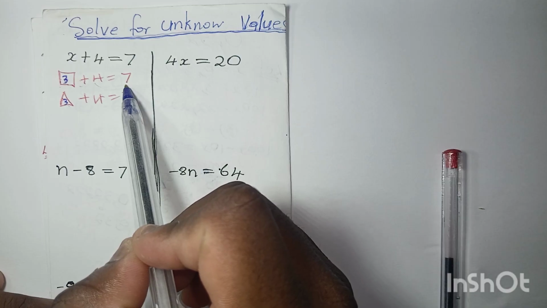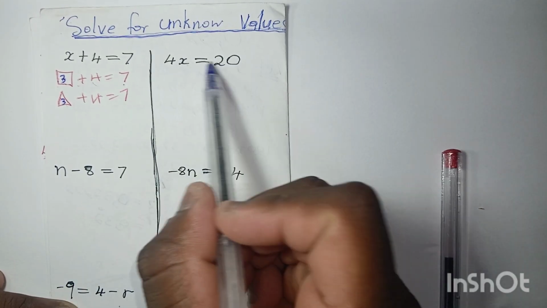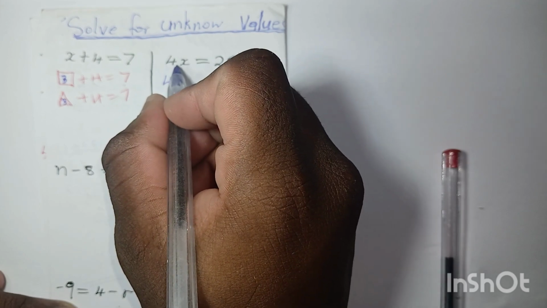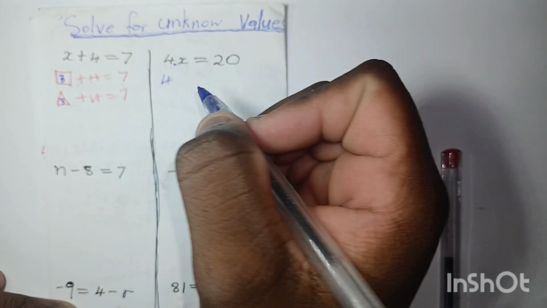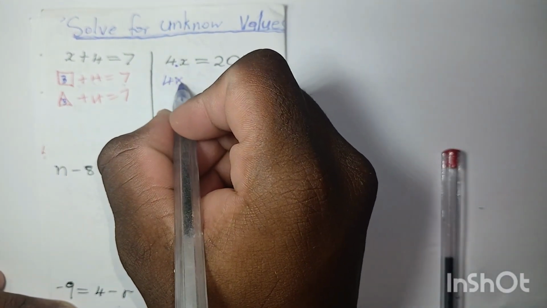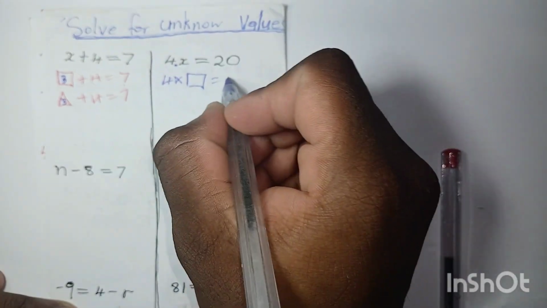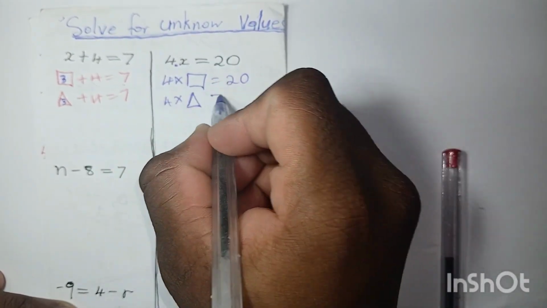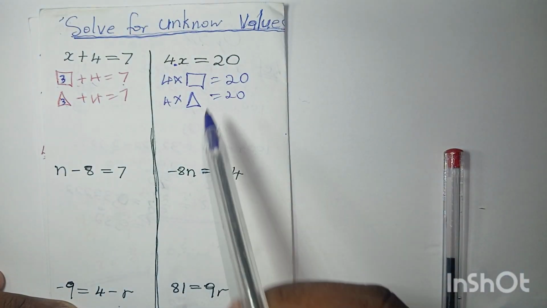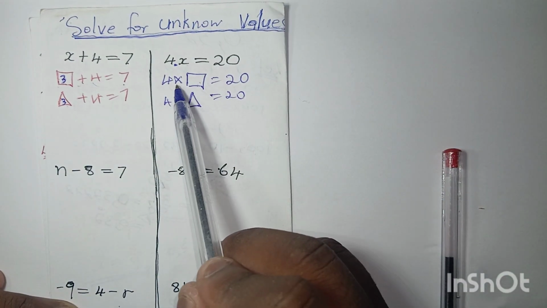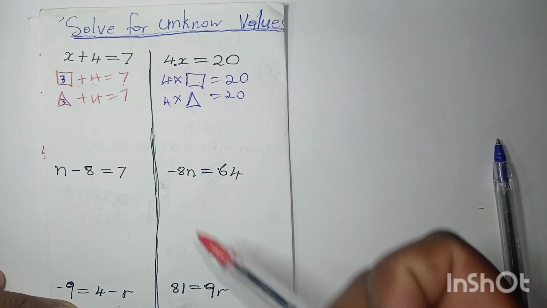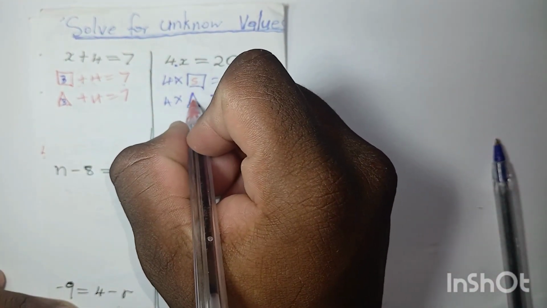Now this kind of one, you will find here it's 4. And if there is nothing, you know here there is a dot, and the dot represents multiply. Multiply by box, and here it's 20. Or sometimes it can be a triangle like this. Then they ask you what number you should put there. When you multiply by 4, you should get 20. So that number, guys, is just 5.